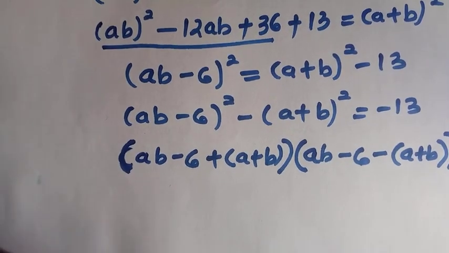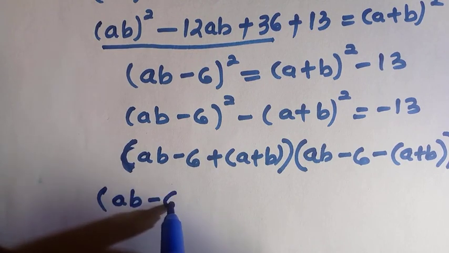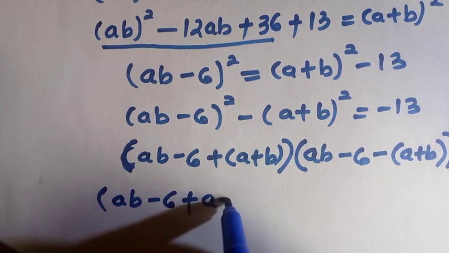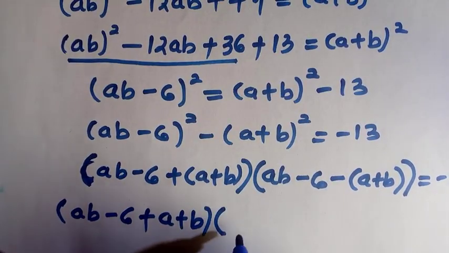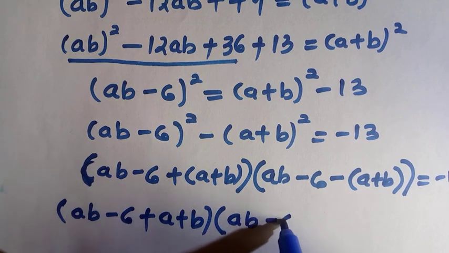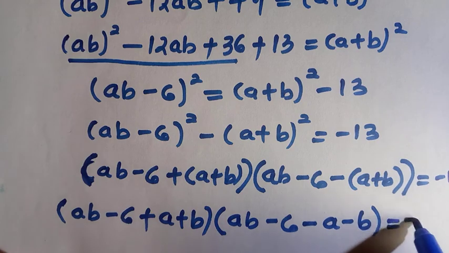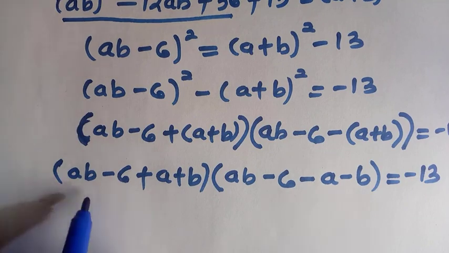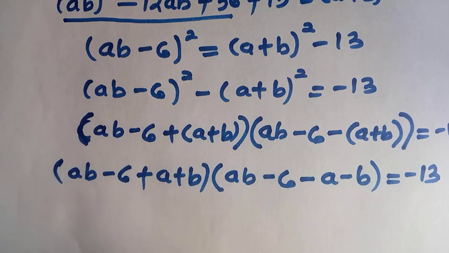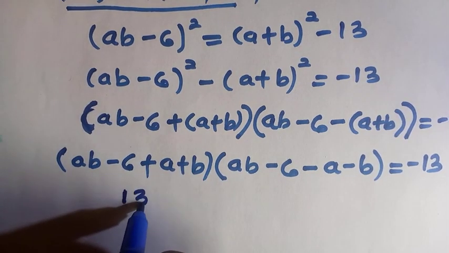So if we open the internal brackets, we have ab minus 6 plus a plus b in one factor, and in the other, ab minus 6 minus a minus b. Why is this negative a, negative b? Because of the negative outside. Everything equals negative 13. At this stage, it means that these two, if we multiply them together, must give us negative 13, and here are the possible values.